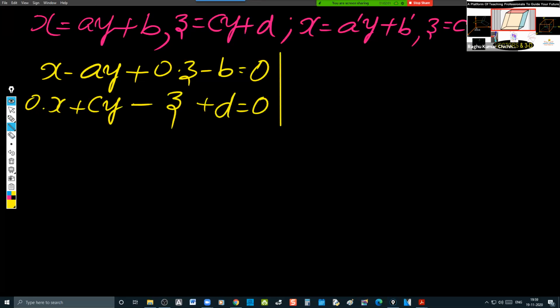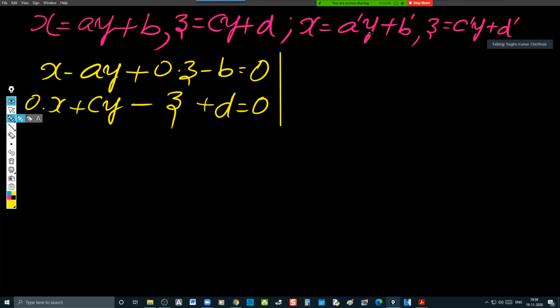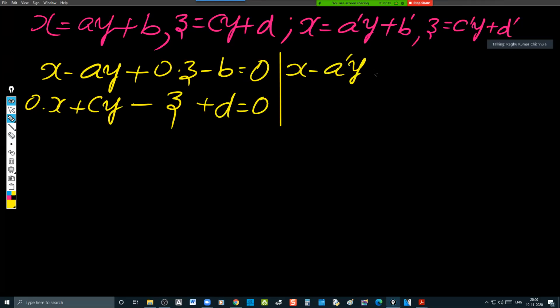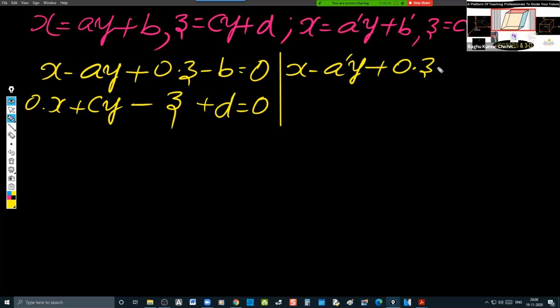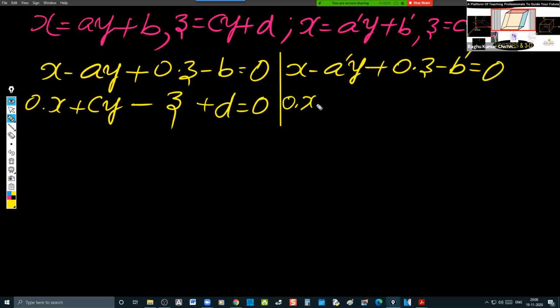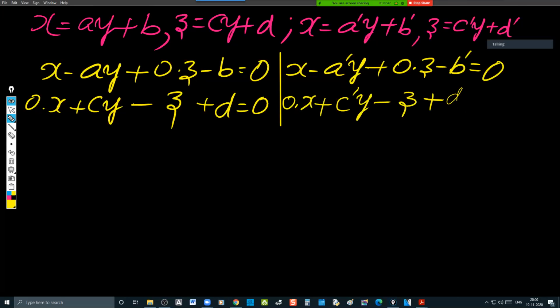Similarly, now Praneeth, tell me the second one like this. It is a plane in the proper form. x minus a dash y plus 0z, z is not there, minus b dash is equal to 0. Nothing else like this, but the a, b, c are replaced with dashes. Similarly, 0x plus c dash y minus z plus d dash equal to 0.